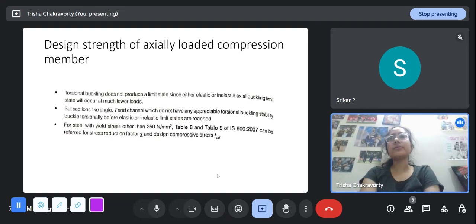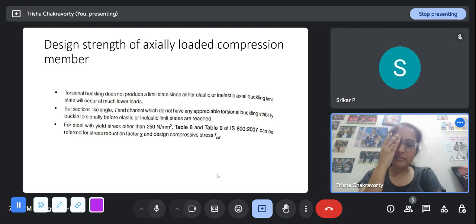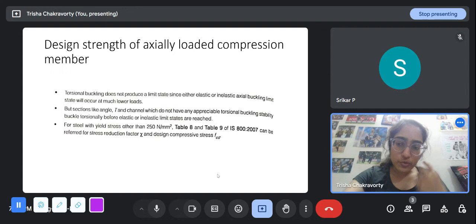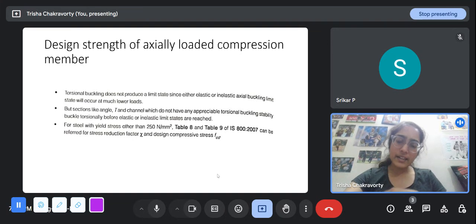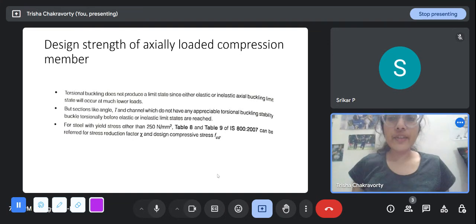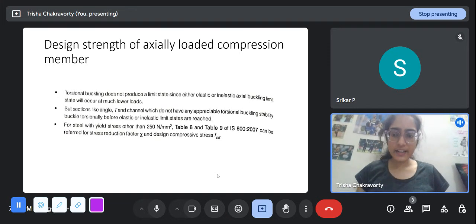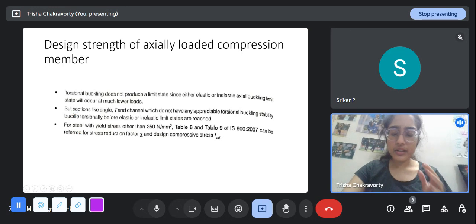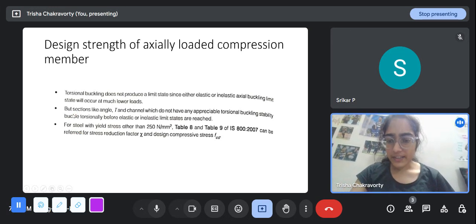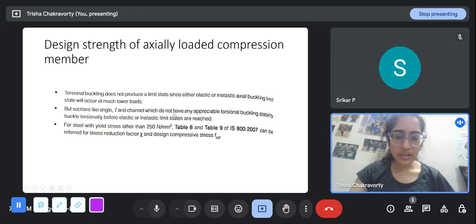An analogous situation is that in concrete design we know that flexure is what mostly governs the design. We know that the shear stress won't be reached; the flexural stress will be reached much before the shear stress is reached. So flexure is what we mostly consider for design of a column for a concrete section. But sections like angle, T and channel, which do not have any appreciable torsional buckling stability, buckle torsionally before elastic or inelastic limit states are reached.